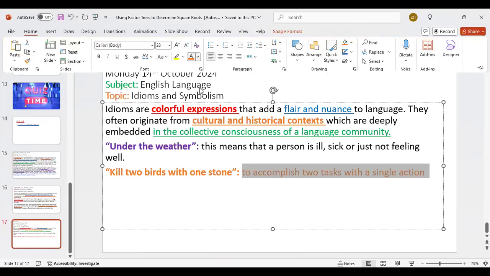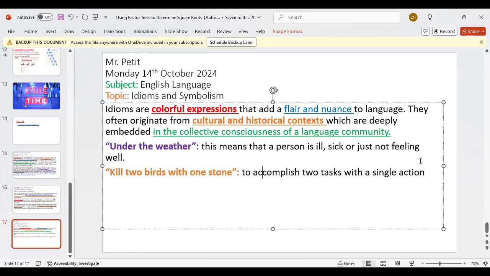But if you just hear kill two birds with one stone and you don't know about it, let's say you just learned English, you'd ask, what does that mean? I don't know what that means. Its meaning is not obvious, right?